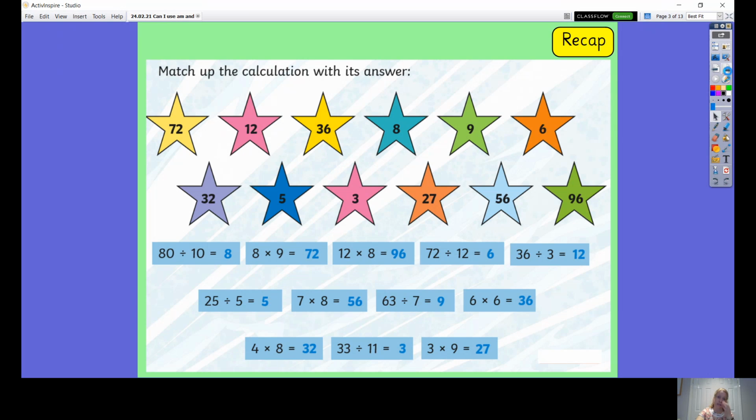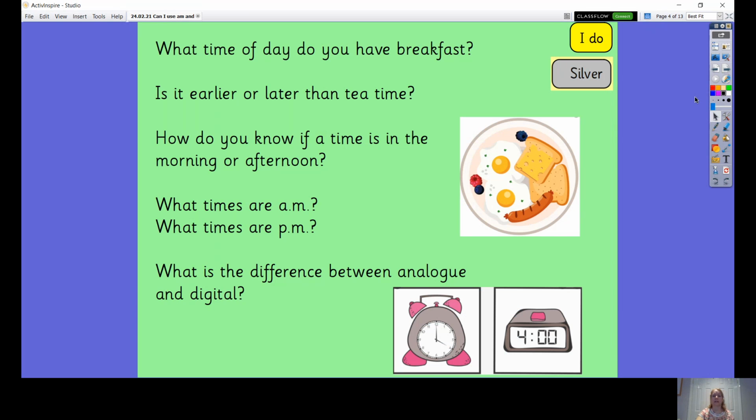So moving on to today's lesson, have a little bit of a think about some of these questions. What time of day do you have breakfast? Some people have breakfast really early in the morning, like 6 o'clock or something. Some people have breakfast a little bit later on, but everybody has breakfast in the morning. If they have breakfast, they have it in the morning.